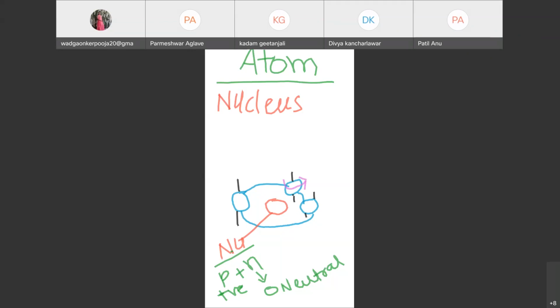And now you may ask me, ma'am, it is round, it is circular. Yes, beta, but I'm just telling you about the first shell, which is just surrounded by the nucleus, and that one is slightly elliptical in nature compared to the other shells, which are circular in nature.